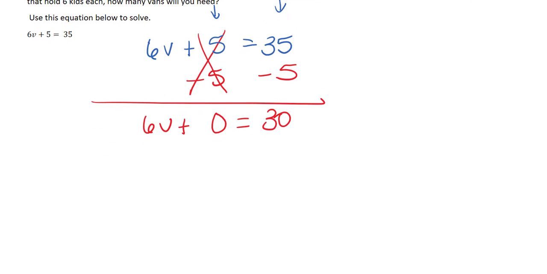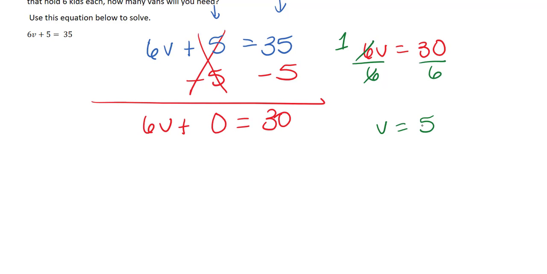So now we need to look. We see that we have 6V is equal to 30. We need to get V by itself because we need to figure out how many vans we need, the number. So what we do is divide by 6 on both sides. This just becomes 1. So V is equal to 30 divided by 6, which is equal to 5. So we need 5 vans.